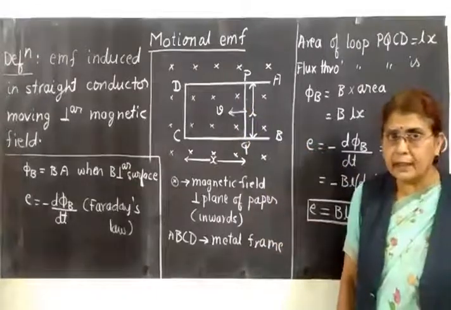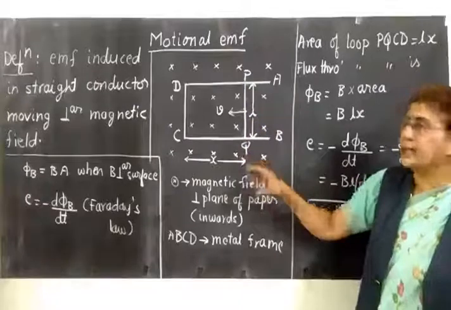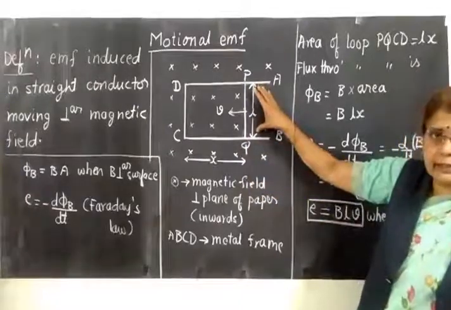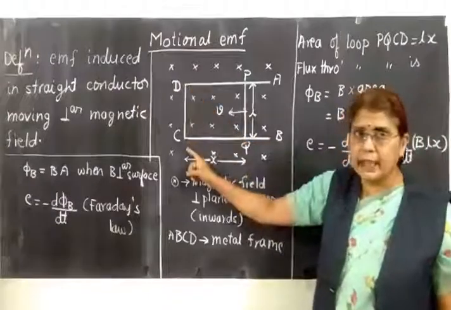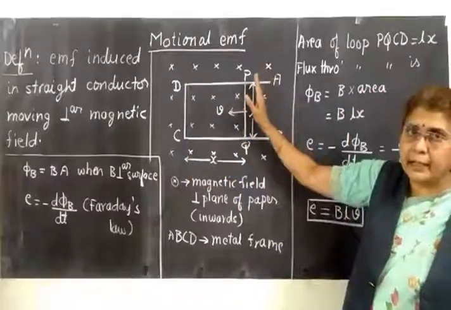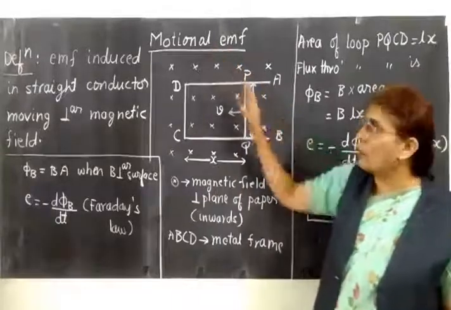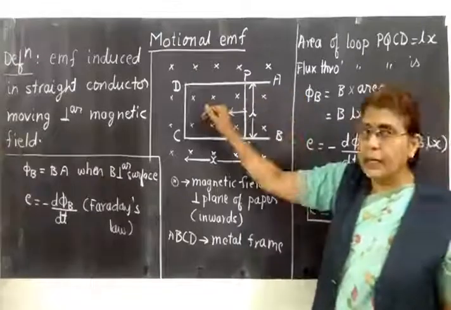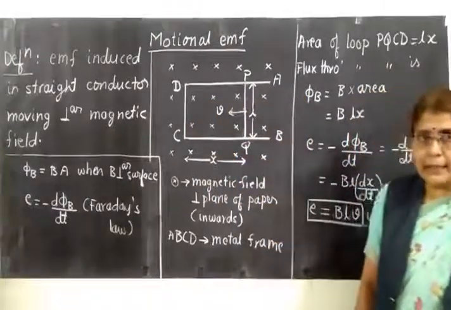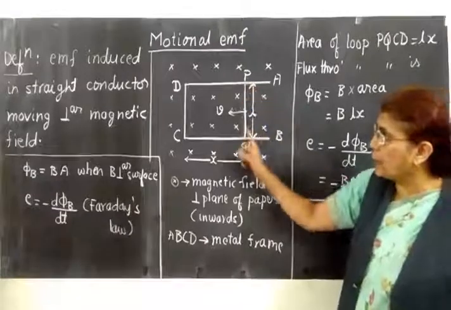Now on this metal frame, let us keep our straight conductor PQ. Let us say the length of the conductor is L and it is at a distance x from the side CD. So we have kept a straight conductor on the metallic frame. Our aim is to find out the EMF induced in this straight conductor when it moves perpendicular to the magnetic field. Now let us consider the loop PQCD.